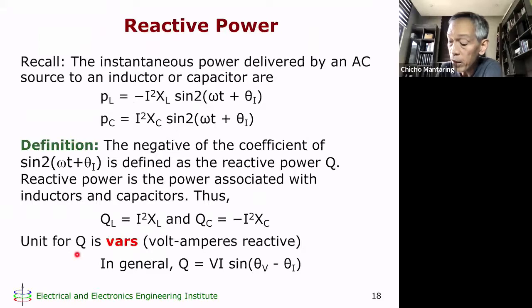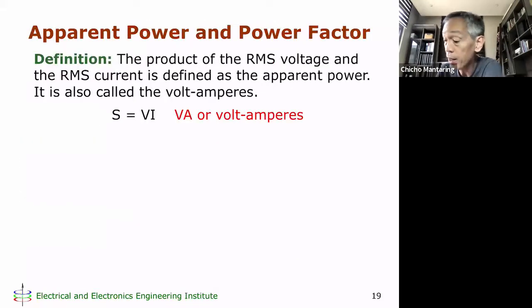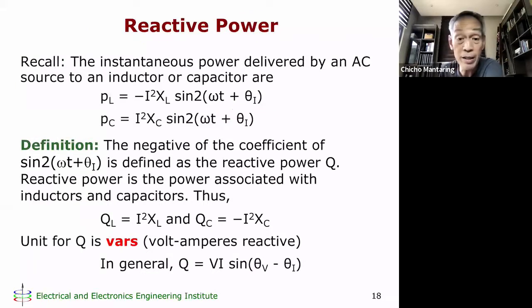The unit for reactive power is VARS. VARS stands for volt amperes reactive. And in general, Q, as you saw in the equation that I just showed you, is equal to VI sine of theta V minus theta I. That is Q.